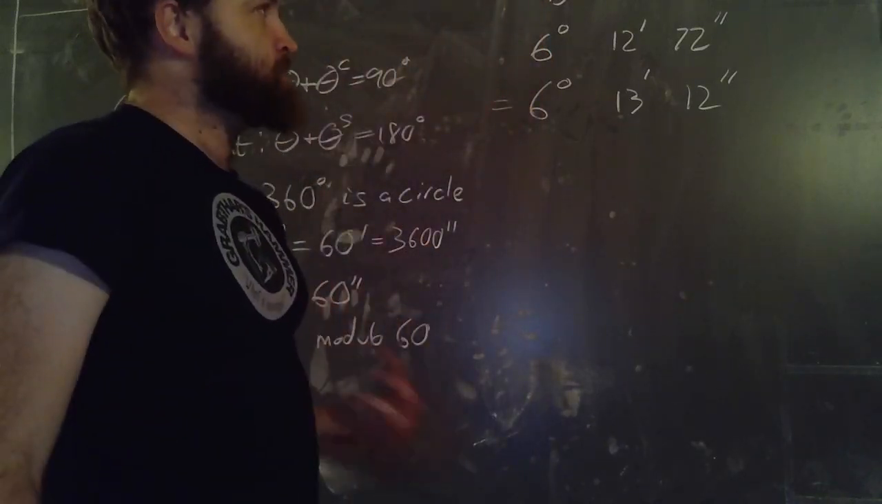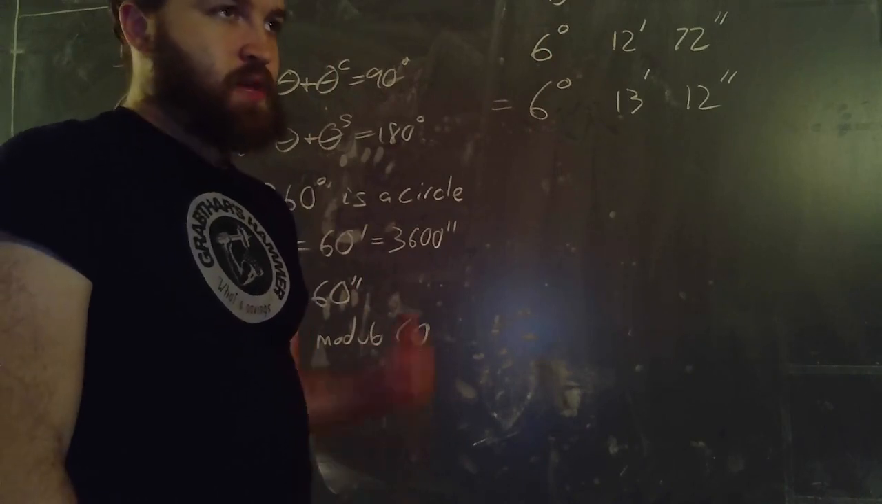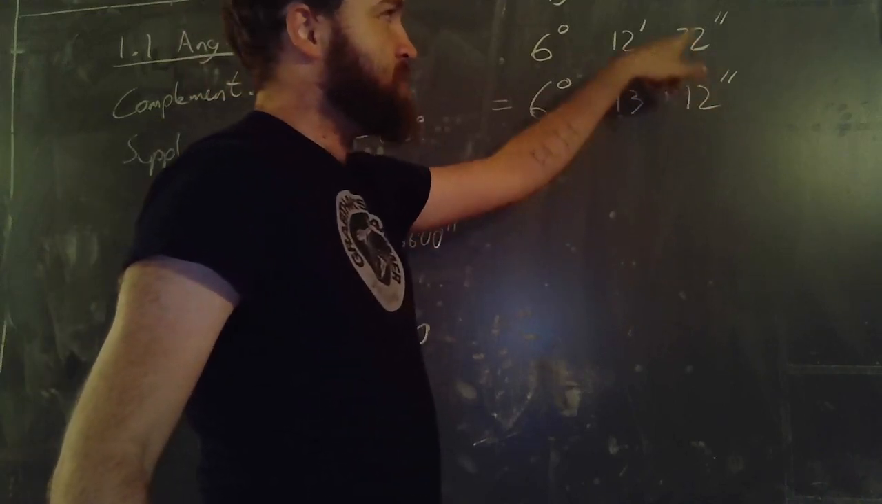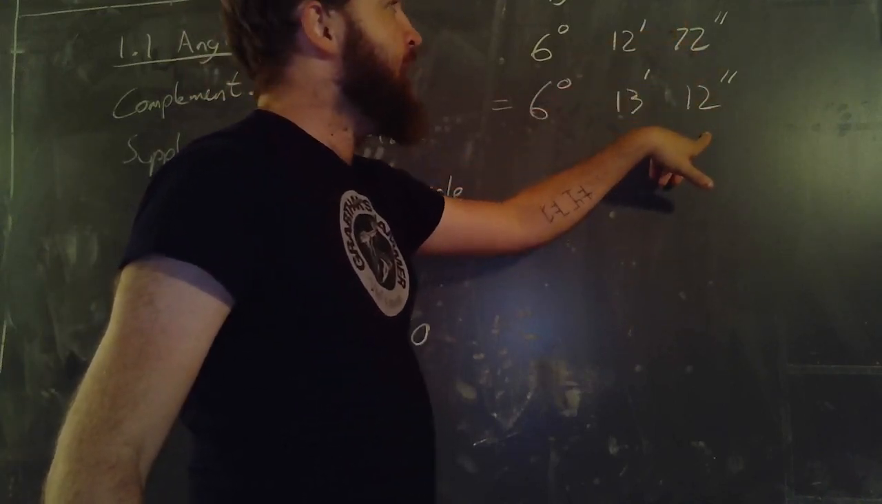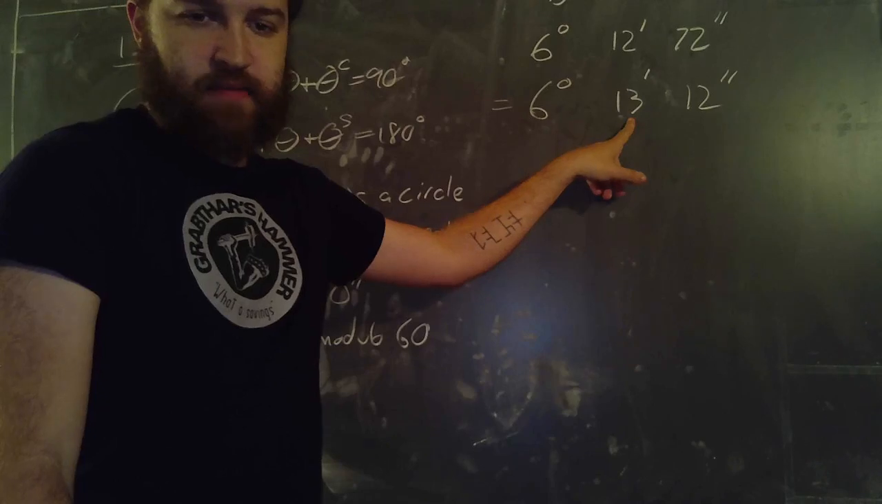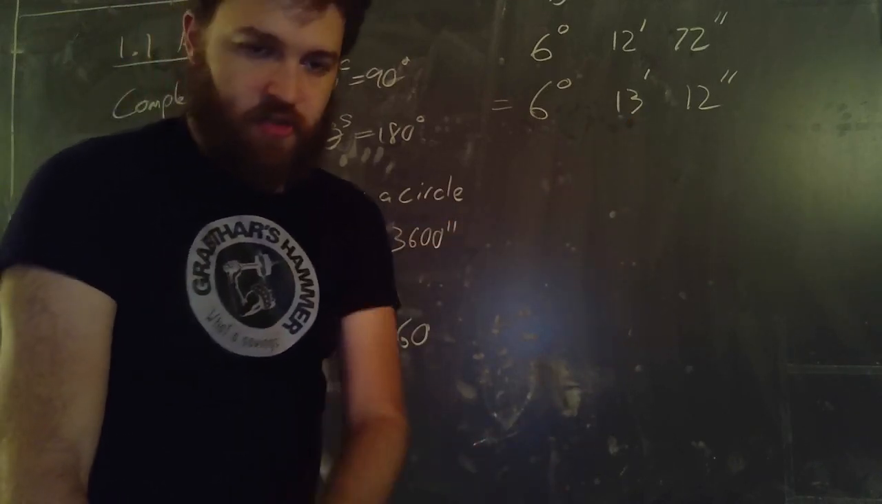That's because in modulo 60 arithmetic, any number that is greater than 60 can be reduced by 60. We get 12 by taking 72 minus 60 and adding one more to the place value higher than it. So this allows us to do some fairly simple calculations using degrees, minutes, and seconds.